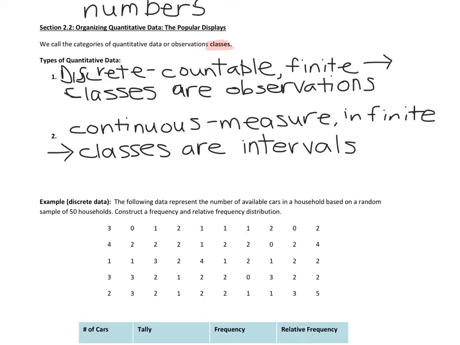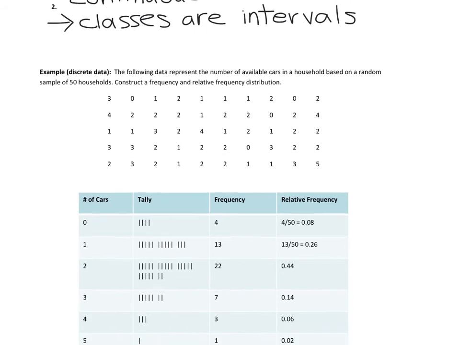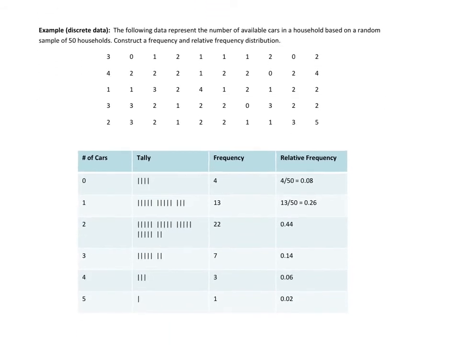All right, so we're going to start talking about the discrete first. So here's our first example, again for discrete data. The following data represent the number of available cars in a household based on a random sample of 50 households. We're going to construct a frequency and relative frequency distribution. So far, this is almost exactly what we saw in section 2.1. The only thing that's different is the values of our variable are going to be numbers.